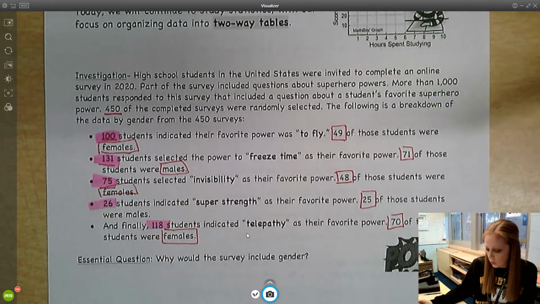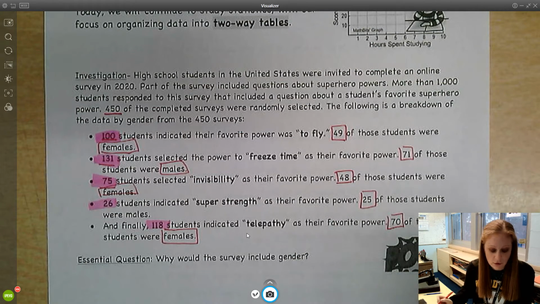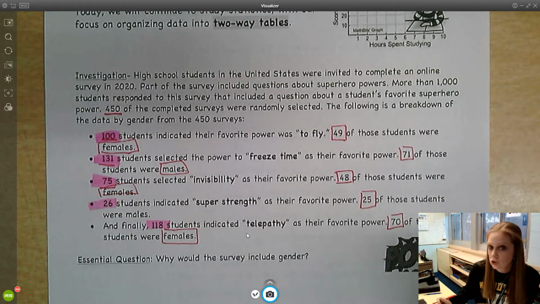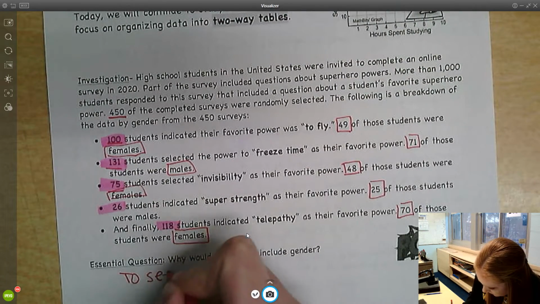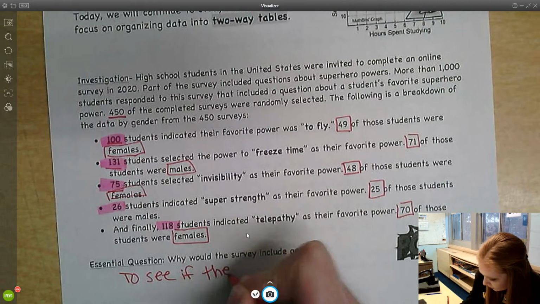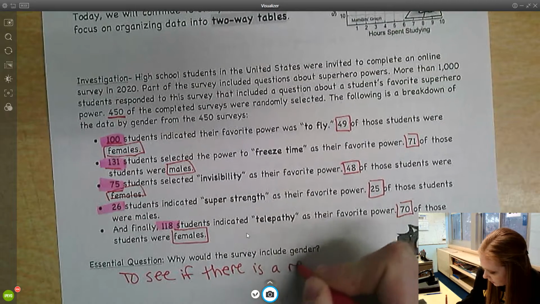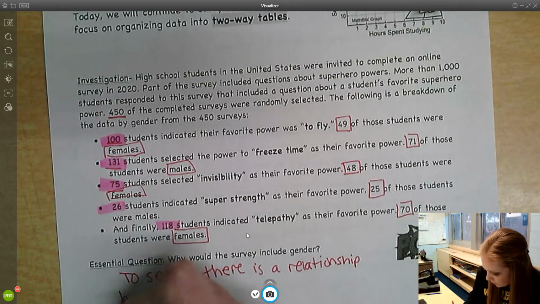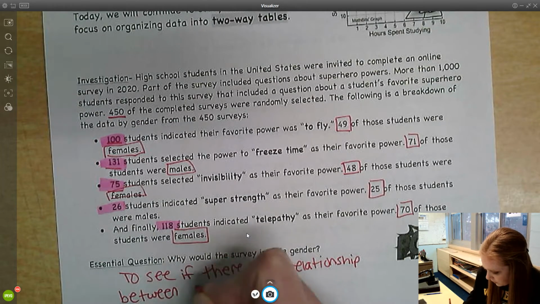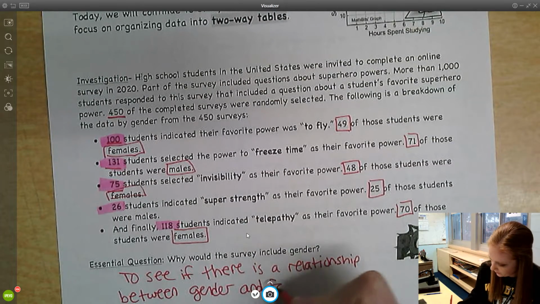Okay, so first off, we want to know, why would this survey include gender? Why didn't they just ask you what your favorite superpower was? So maybe the whole point of this survey was to see if there's a relationship between gender and your favorite superhero power. Statistics is all about relationships. So we want to see if there is a relationship between gender and your favorite superhero power.